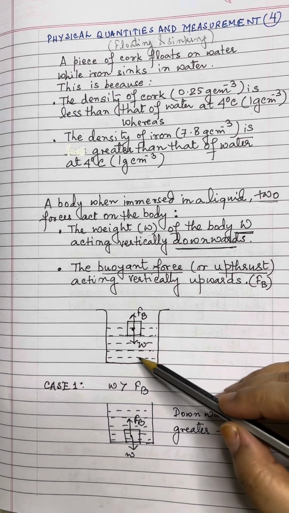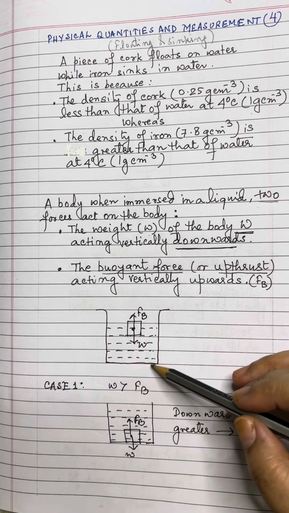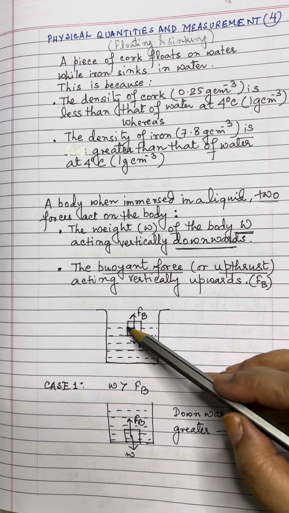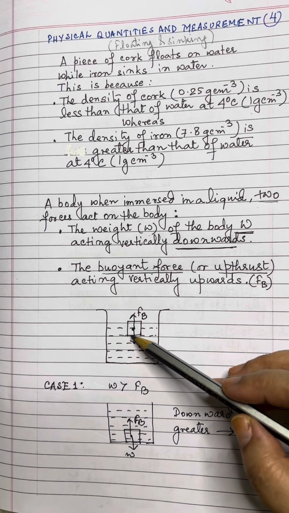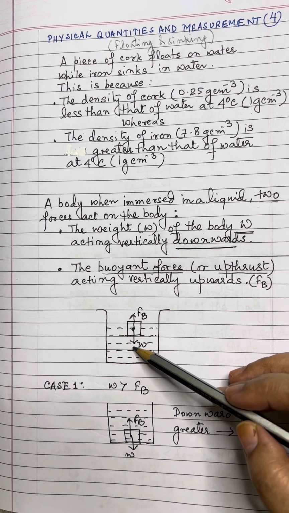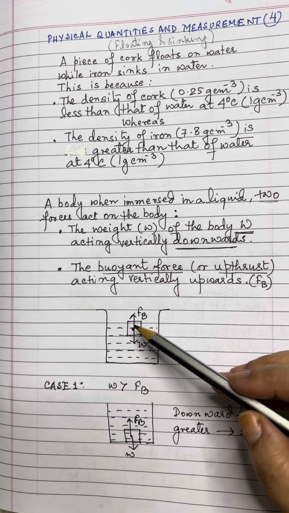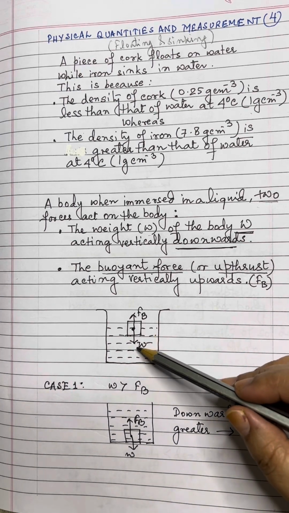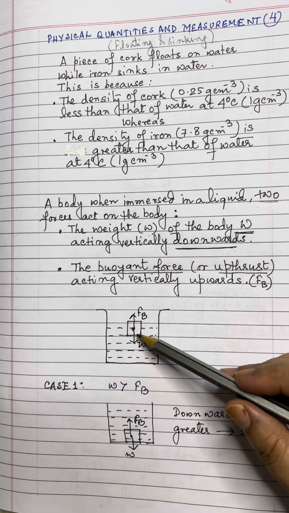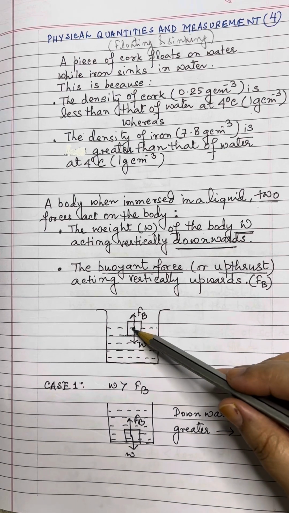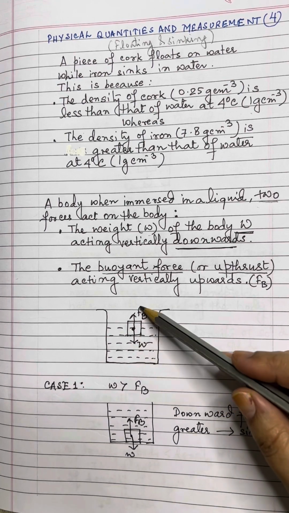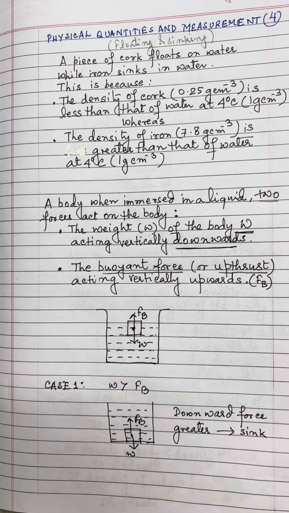So over here, if we make a diagram of a body which has been immersed in water, we can see a part of the body is immersed in the water, and a part of the body is above water. So we can see over here that there are two forces acting on it. One is the downward force, that is the weight acting from the center of gravity downwards, and the buoyant force in the upward direction. Now there can be certain cases.